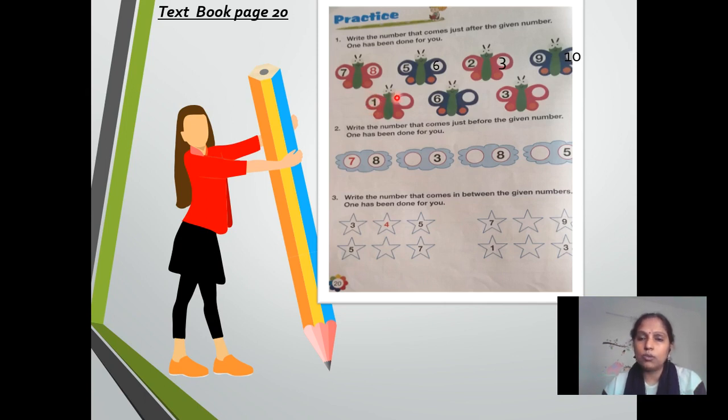1 is given there. So what comes after 1? 2. Yes. Easy. Easy peasy. All questions right. 6. What comes after 6? 7. Yes. What about 3? The number that comes after 3 is 4. Yes. Check the answer that you wrote in your textbook with the answer that is shown on the screen. Check if both are same or not.